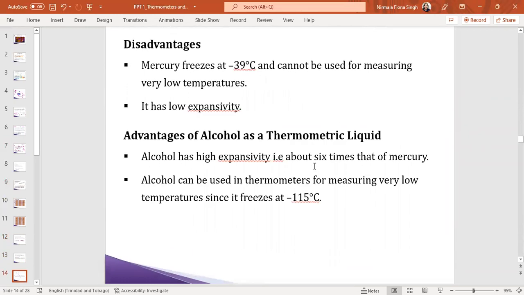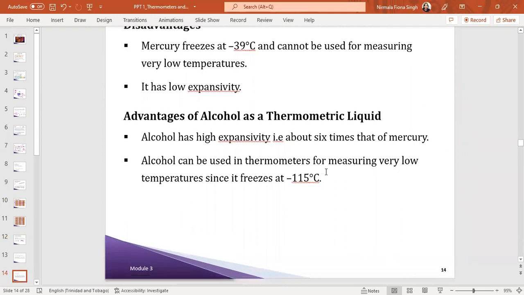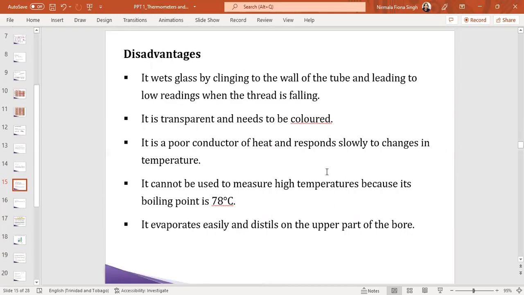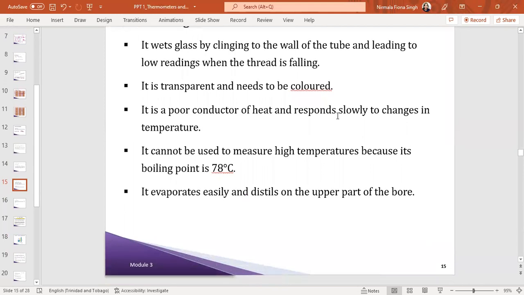You all can read this. These advantages and disadvantages you can just read. There's nothing too much to go through. It's in the handout. Disadvantages, please read them and understand them. Everything here, you should grasp with the current physics knowledge you have.